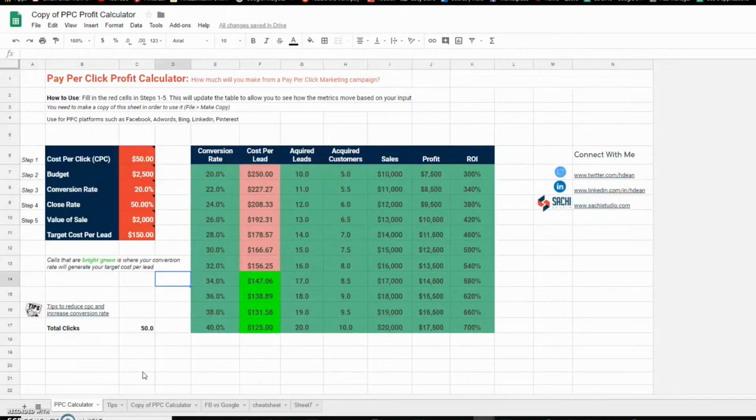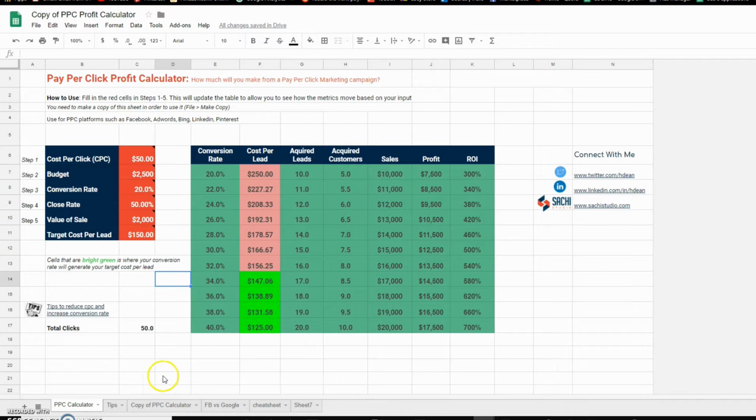Just some quick info about me before we get started. I've been in paid search marketing for the last 4 years with more than $1 million in managed ad spend under my belt across the trifecta of PPC. That includes Adwords, Facebook, and Bing. All right, so let's get started here.